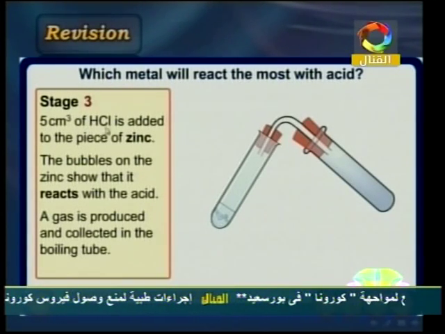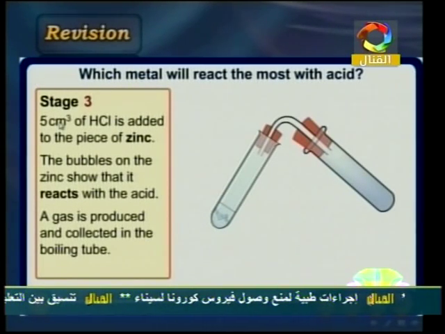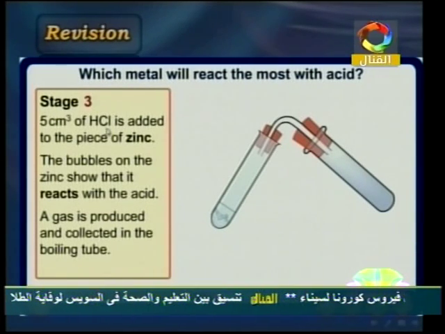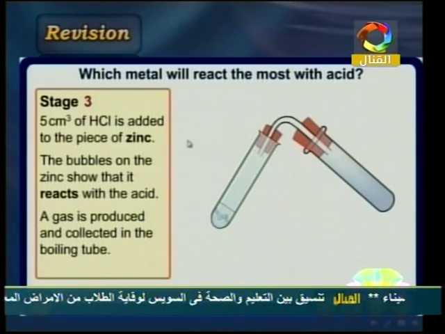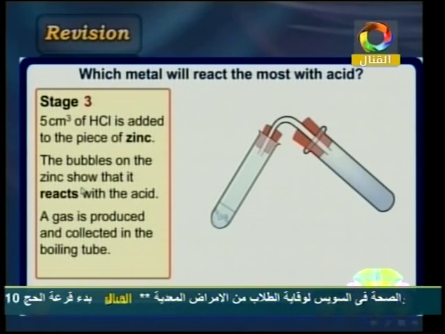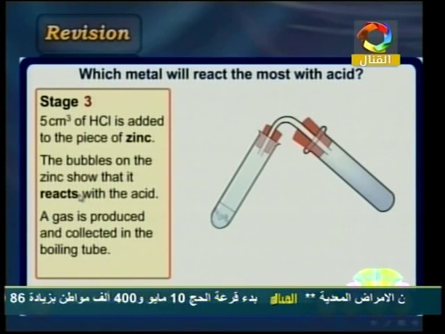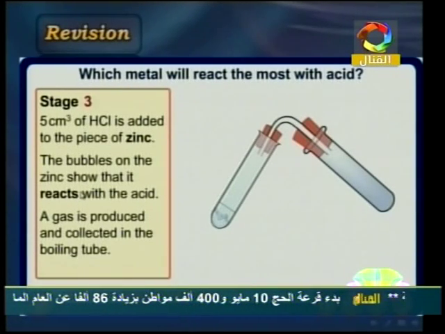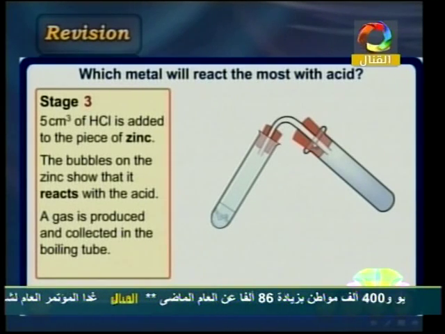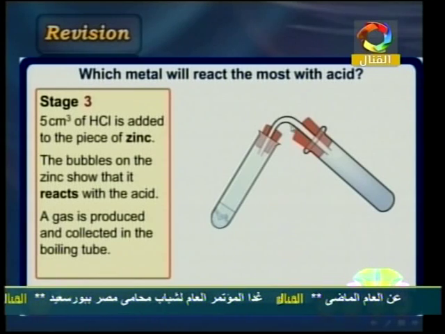So if I have HCl added, it is not important whether 5 centimeters or 10 centimeters, any amount, but it is a little amount, please. Here HCl is added to the piece of zinc, and the bubbles on the zinc show that it reacts with the acid. The gas is produced and collected in the boiling tube. The gas moves from the tube of reaction to the other tube.